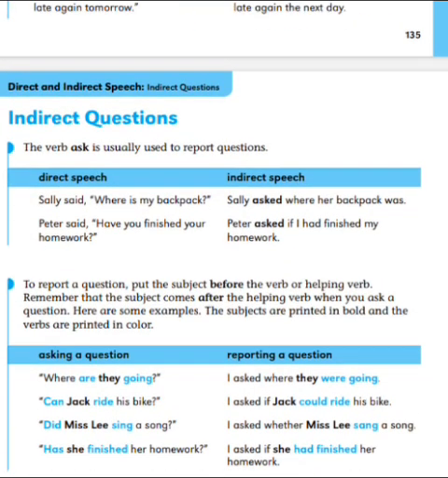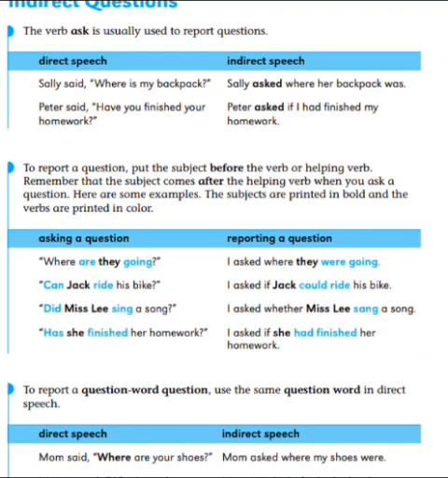Indirect questions. The verb ask is usually used to report questions. Direct speech: Sally said, "Where is my backpack?" Sally asked where her backpack was. Peter said, "Have you finished your homework?" Peter asked if I had finished my homework.